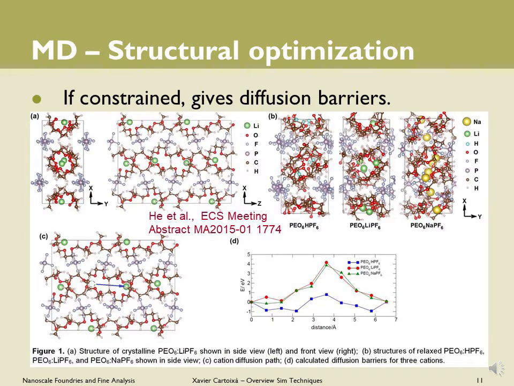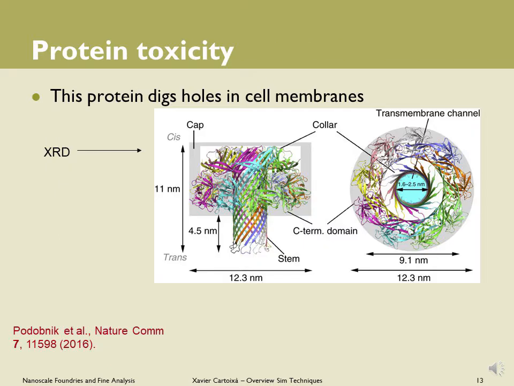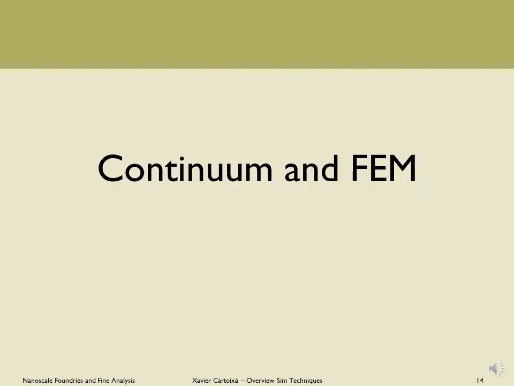With this, you can study structural optimization, you can study strain release or fracture, for example, crack formation in heterojunctions or more complicated structures, or also this is typically the method of choice for the study of biological processes. Here, for example, they were studying how a protein could dig holes inside the cell membranes. Finally, there are continuum-based methods which are implemented with the finite element method.